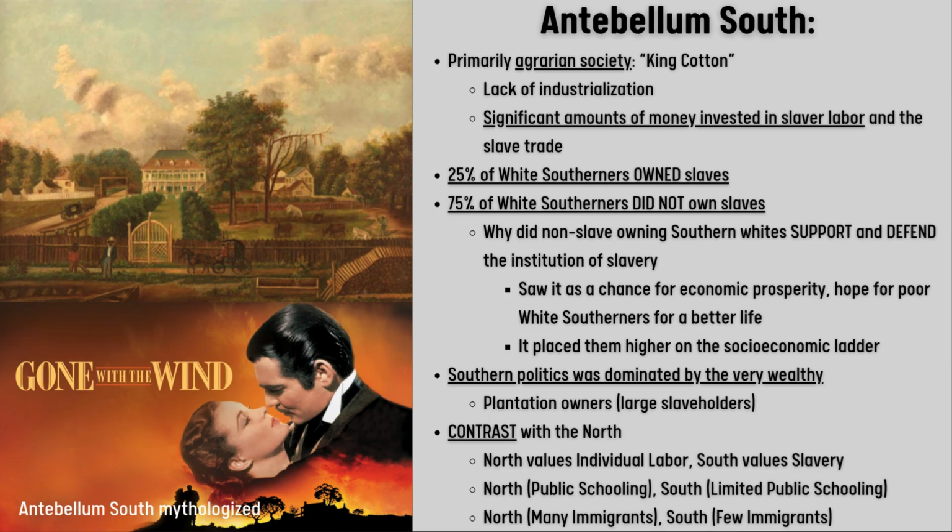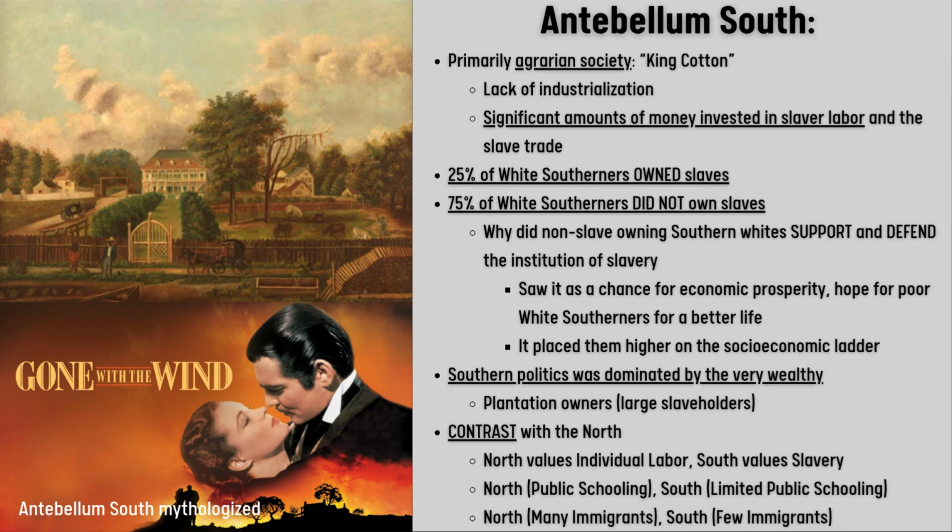Interestingly, while only 25% of white Southerners owned slaves, a staggering 75% did not. Yet many slave owning whites supported and defended slavery. Why? Because they saw it as a pathway to economic prosperity and a way to elevate their social standing. The wealthy elite, primarily plantation owners and slaveholders, dominated Southern politics, perpetuating the system.